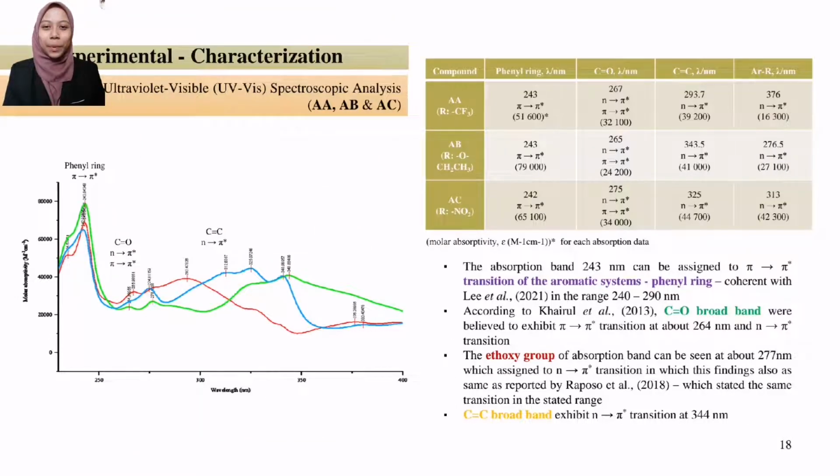The UV-vis spectrum absorption band in the range 242 to 243 nanometer can be assigned to the π-to-π* transition of the aromatic system. The C=C broadband is believed to exhibit a π-to-π* transition at about 267 to 275 nanometer and an n-to-π* transition. The ethoxy group absorption band can be seen at about 290 to 325 nanometer, assigned to an n-to-π* transition. And lastly, the C=O broadband exhibits an n-to-π* transition in that range.